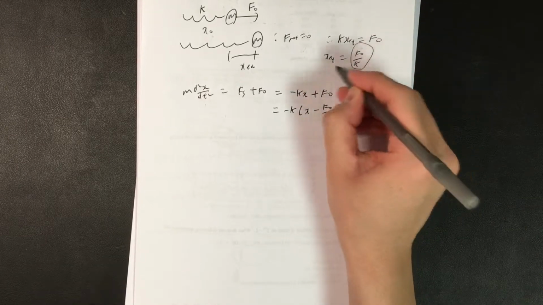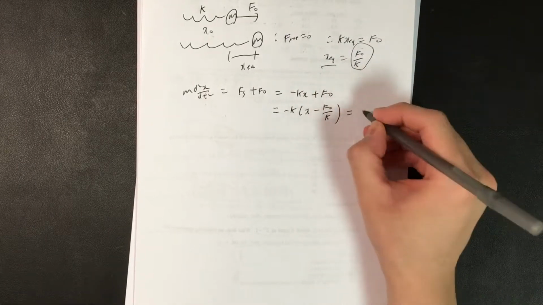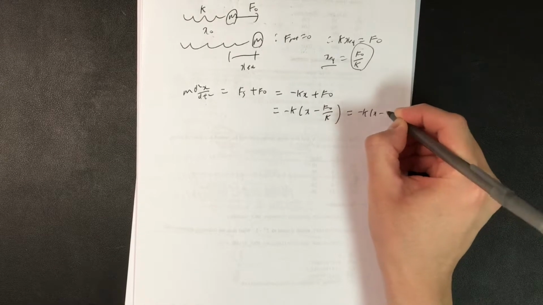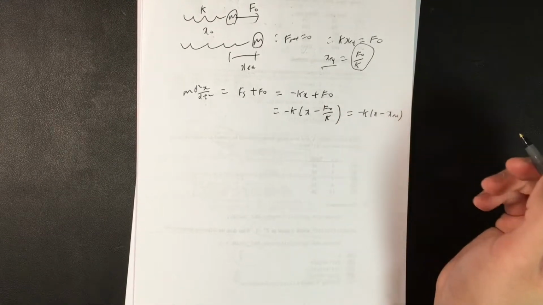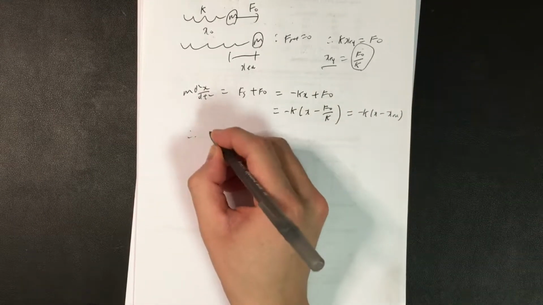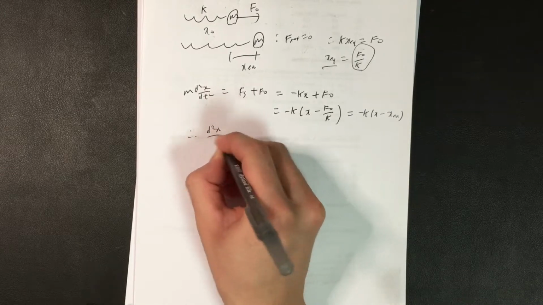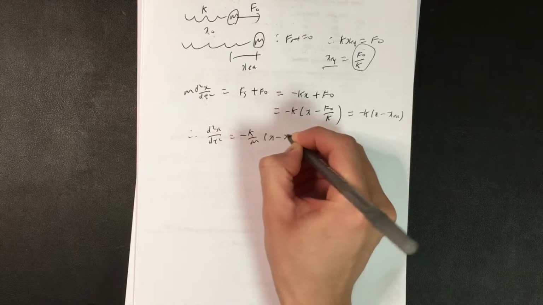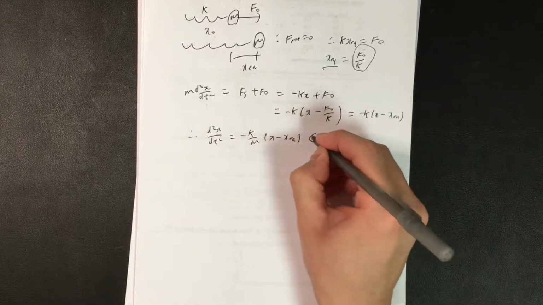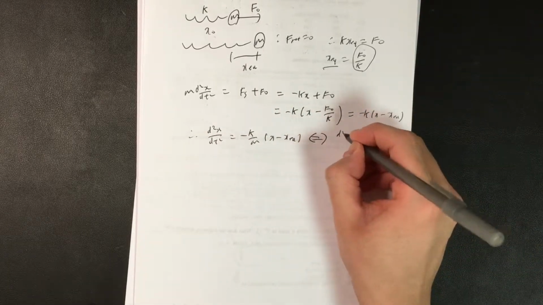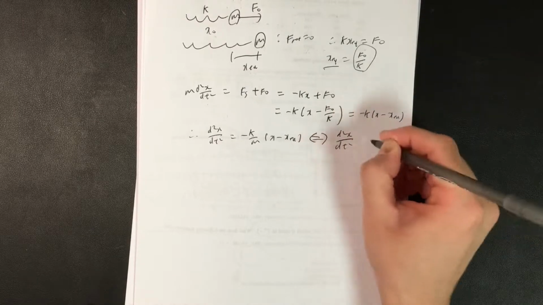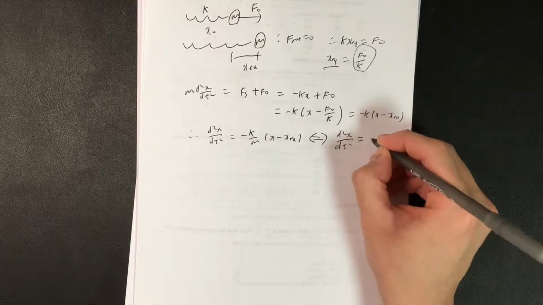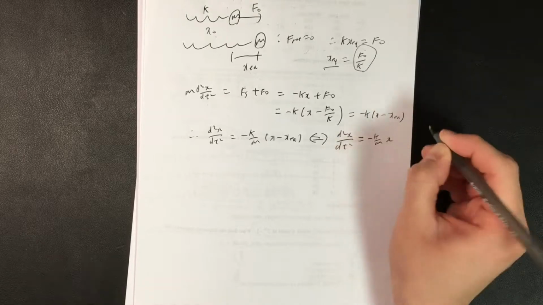Since F naught over k is defined as x equilibrium, this equals negative k times (x minus x equilibrium). So the overall equation of motion is d²x/dt² equals negative k over m times (x minus x equilibrium). Note that this looks very similar to the equation that we solved previously, which was d²x/dt² equals negative k over m times x.